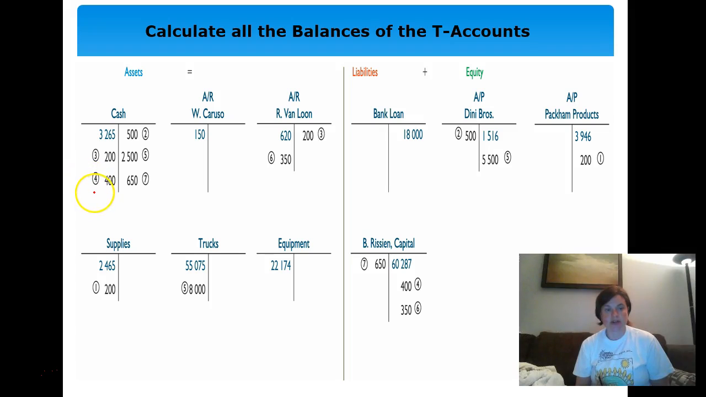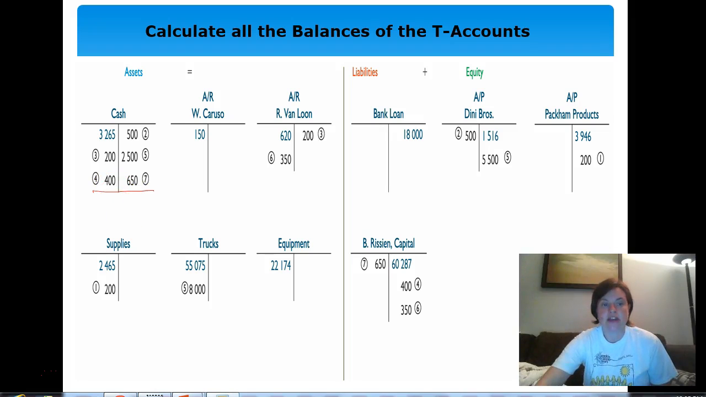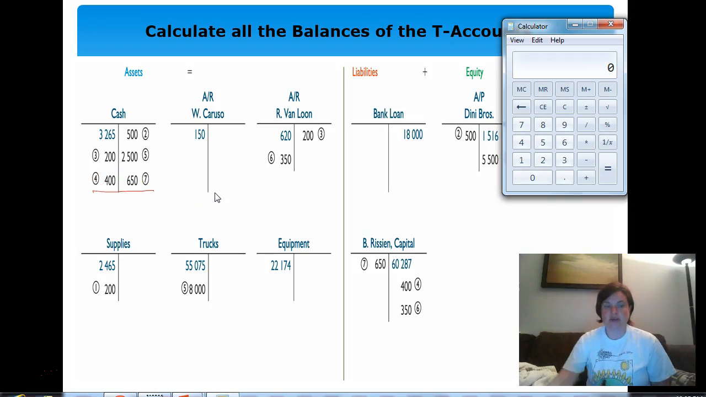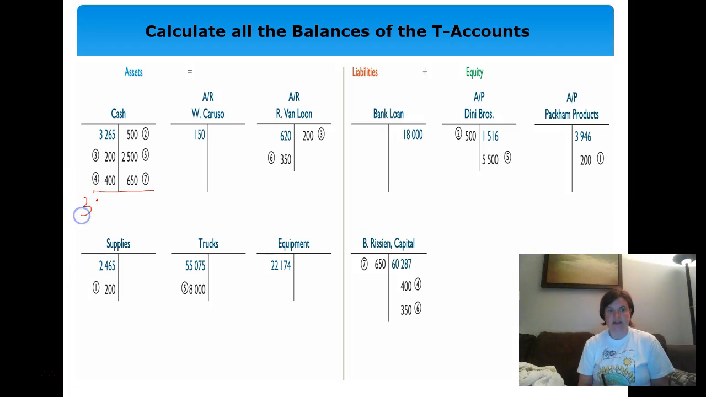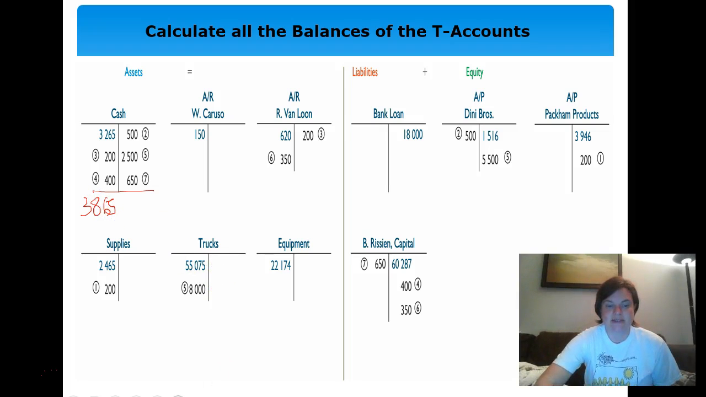in cash, what we're going to do is draw a line here, okay, and we're going to total up each account. So the first thing I'm going to do is total up the debit side, 3,265 plus 200 plus 400, and that gives us 3,865. So over here we're going to write 3,865. I'm a little messy, so hopefully you're not this messy.